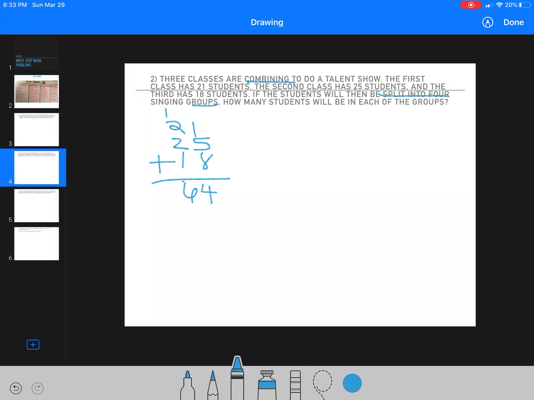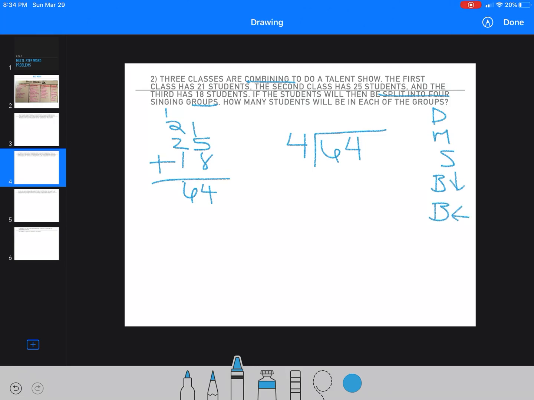me to solve. The problem says if the students were then split into 4 singing groups, how many students will be in each of those groups? So I know that I have 64 students, and I'm splitting those students into 4 groups, so I have to divide. Divide, multiply, and subtract. Bring it on down and bring it on back.